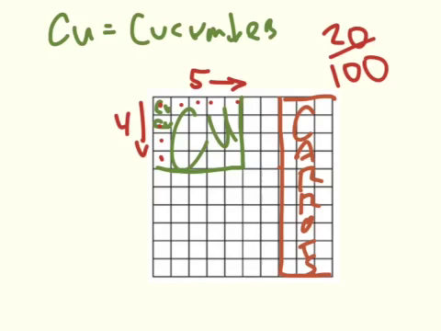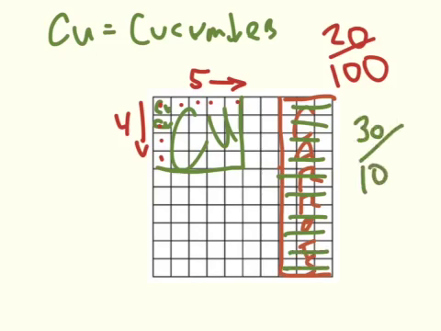Well, I could count up how many squares are carrots. So I have 3, 6, 9, 12, 15, 18, 21, 24, 27, 30. 30 hundredths are carrots. I've planted 30 hundredths of my garden with carrots.